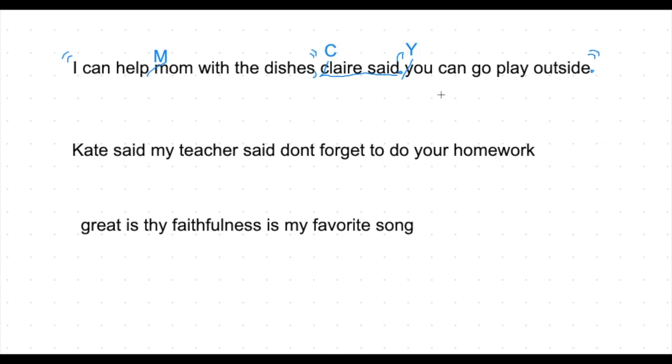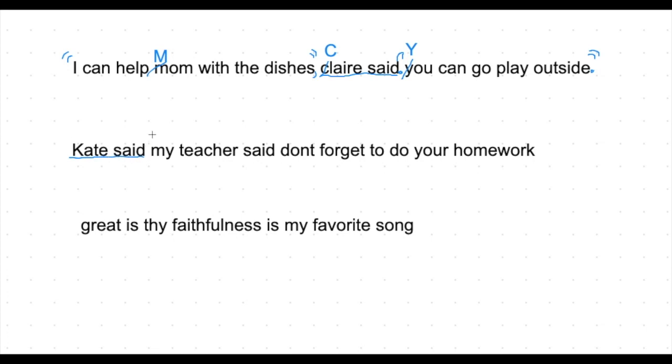All right, we have everything for that first sentence. Let's move on to the next sentence. Kate said, my teacher said, don't forget to do your homework. We have a quote inside a quote here. You should have noticed that. Let's start by underlining our explanatory words. Kate said. Those are our explanatory words.